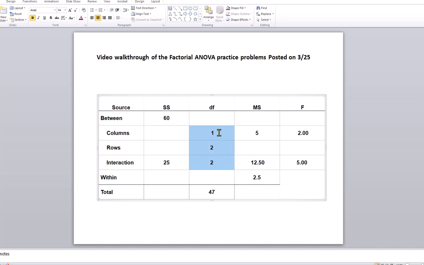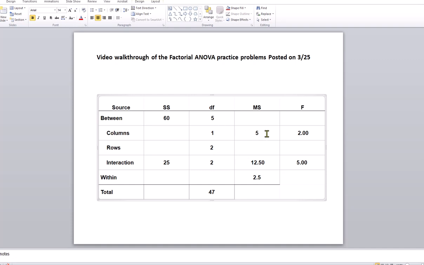So if we know what these are, and if we know that all three of these pieces of information, the columns degrees of freedom, rows degrees of freedom, and interaction degrees of freedom all come out of the between groups degrees of freedom, then another way of saying that is that if you add them up, they'll equal the between groups degrees of freedom. So that has to be 5. 2 plus 2 plus 1.